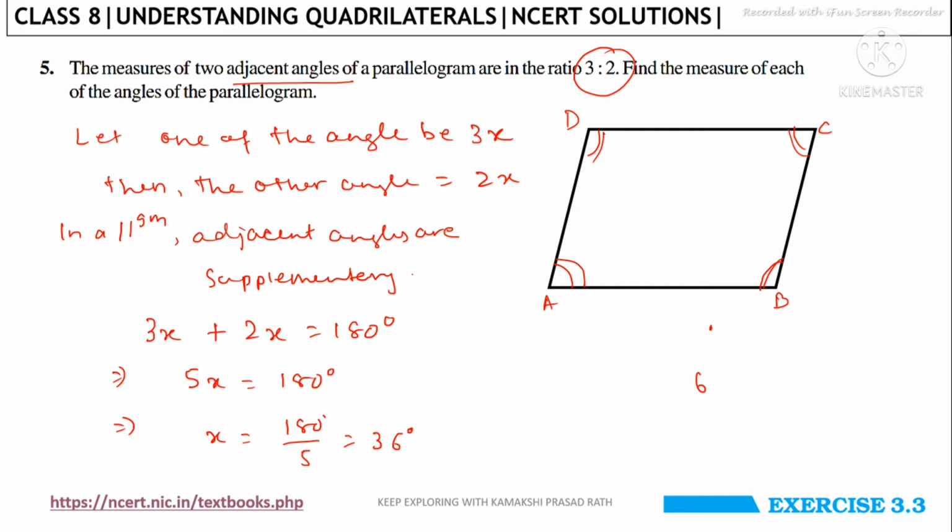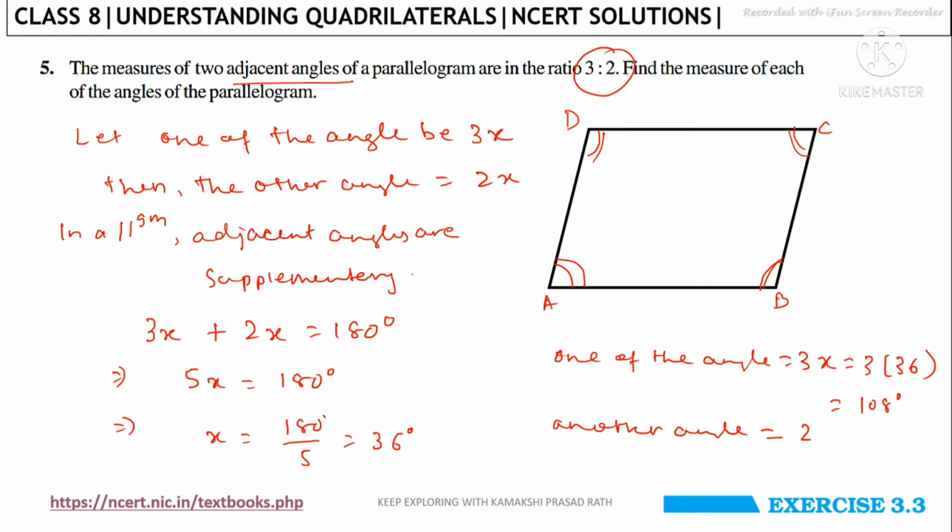Now we have found x as 36 degrees. We have to find the adjacent angles using this value of x. One of the angles is 3x, so 3 multiplied by 36 gives 108 degrees. Another angle is 2x, so 2 multiplied by 36 gives 72. So let this be 3x and this be 2x. Angle B will be 108, and angle A will be 72.